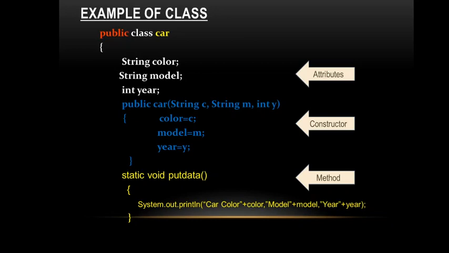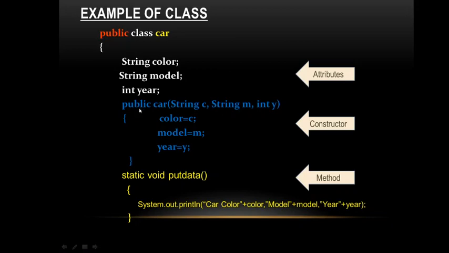Example of class. Here we have created a class called car, public class car. Here three variables are declared. This is color, which is a string type, model, that is also a string type variable, year. Year means year of manufacturing. It is integer type because it is a number.